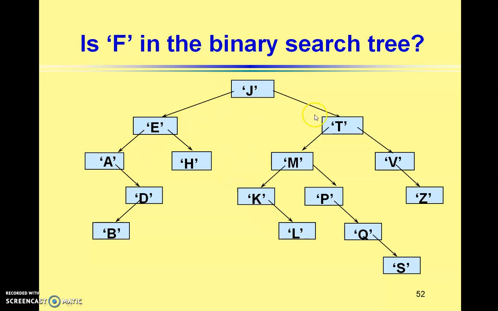Is F in the binary search tree? It's not there. You say it's less than J, it's greater than E, but it's also less than H. It would have to be down here.